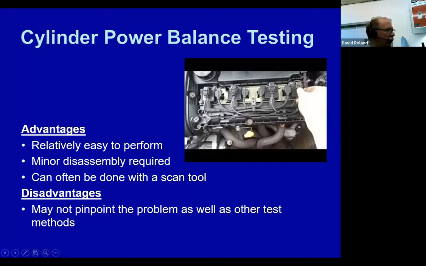Using the ignition system makes it relatively easy to perform. You don't have to disassemble a lot of stuff to do that. Maybe take the cover off the top. And it can often be done with a scan tool. And that's what those who did it last night saw, that we did use a scan tool to make this happen in class.